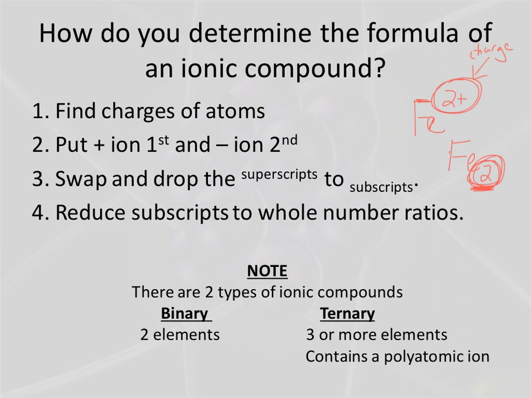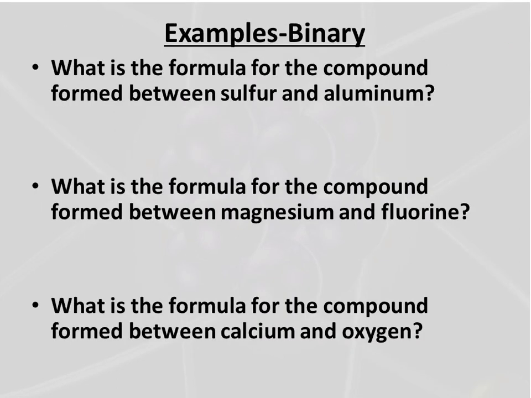Now the next thing is that there are two types of ionic compounds. That's going to be important not only in formula writing, but later on when we name. There are binary ionic compounds, which consist of only two elements. And then there are ternary ionic compounds, which consist of three or more elements, and that means they definitely contain what's called a polyatomic ion, which we'll talk about later on. The sheet on the back of your periodic table has a whole list of them. But definitely, if you have three or more elements, it's ternary and a polyatomic ion is somewhere in that compound.